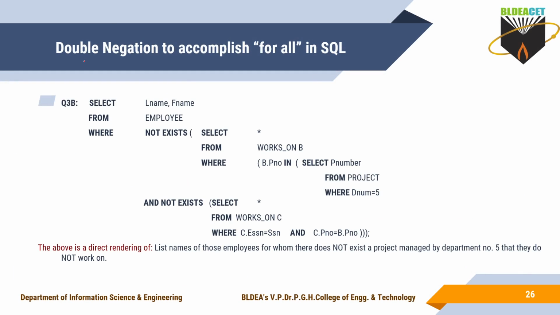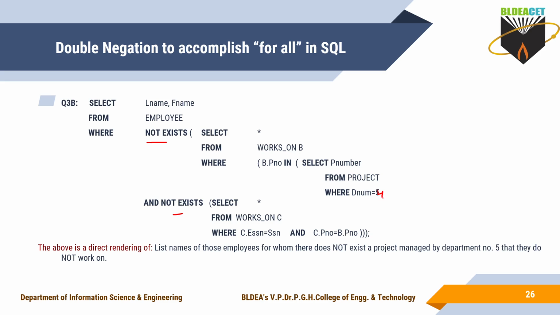So the same query you can also write using double negation. Either use NOT EXISTS and EXCEPT directly, or you can use NOT EXISTS twice here. If you want to use NOT EXISTS twice, this is the procedure. Select asterisk, which means all the attributes of WORKS_ON, where B is the alias, indicating the WORKS_ON table, and PNUMBER in, select PNUMBER from PROJECT where DNUMBER equal to 5. Sorry, department number equal to 4 here.